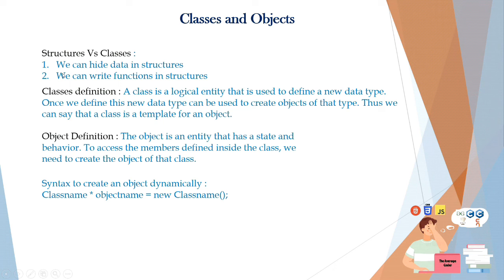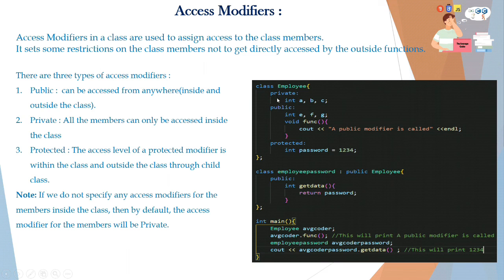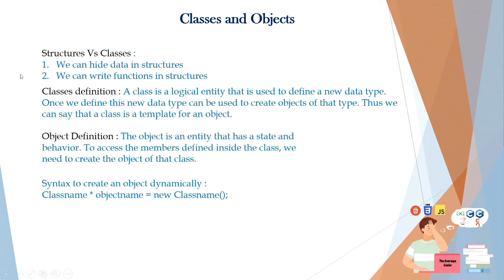And the second point is we can write functions in... and here's another mistake, which should be cannot, that we cannot write functions in structures. Means when we initialize a class, there we can write a function very easily. We can hide data through private and protected access modifiers, but in structures we cannot get those features. And the main thing is classes make our code more manageable than structures. Some definitions are written here, you can read them from here. And the syntax to create an object dynamically is written here.